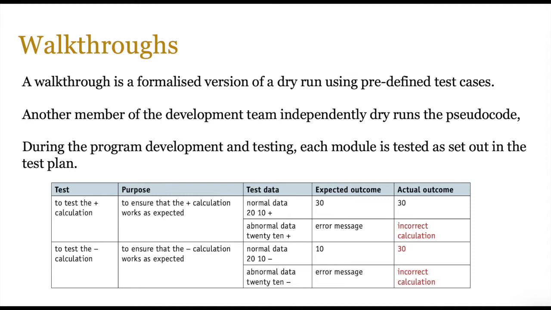Now, if we were testing the negative calculation, which we hope works as expected, the normal data is 20, 10, and minus, we expect the answer to be 10. And the abnormal, we expect an error message because we're entering strings again. But when we actually run this particular pseudocode and we dry run it, the actual outcome is that because of the mistake in the operator, we end up with 30. So that's where we go back and try to fix the pseudocode.